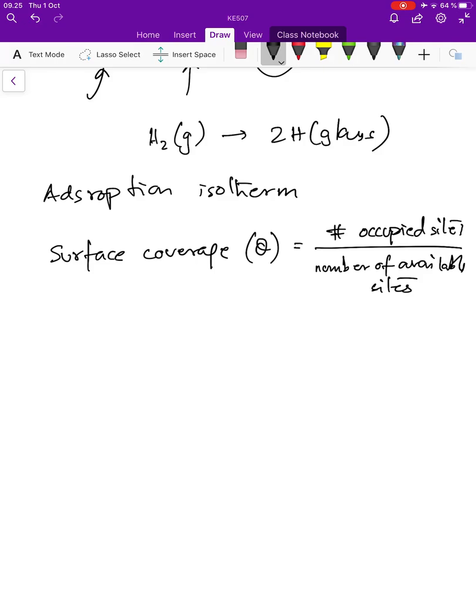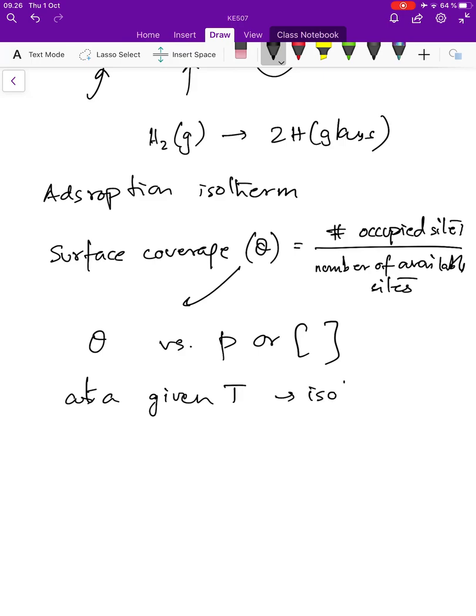So in all these cases, the free gas or free liquid is in equilibrium with the adsorbed gas or adsorbed liquid. And this equilibrium depends on the partial pressure of the gas or the concentration of the adsorbent in the liquid phase. So the graph of this theta versus pressure or concentration at a given temperature is called an adsorption isotherm.